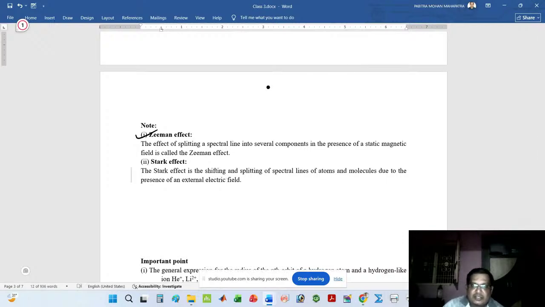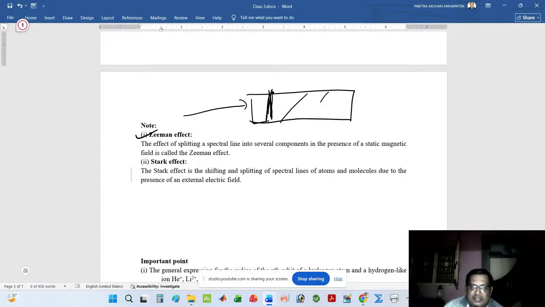Suppose this is a spectral line present in a dark background. When a magnetic field is applied to the spectral line, what happens? The spectral line will split. Such an effect is called the Zeeman effect.